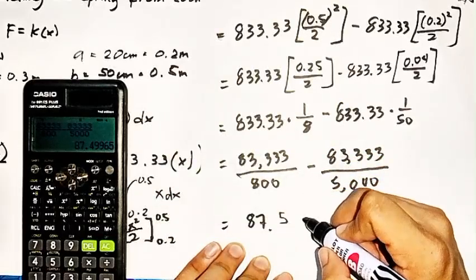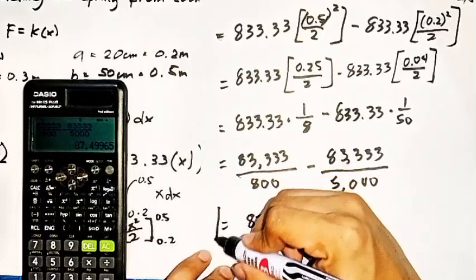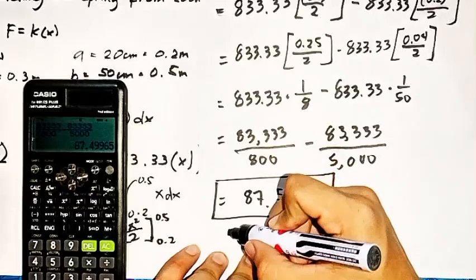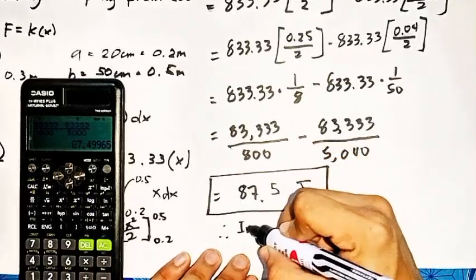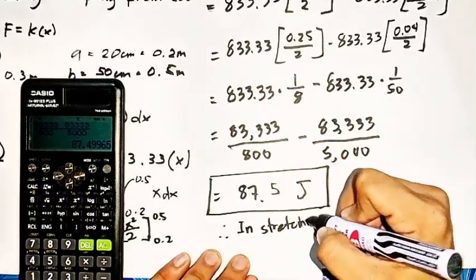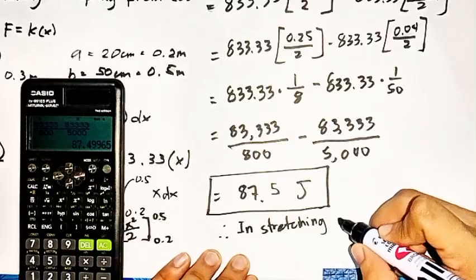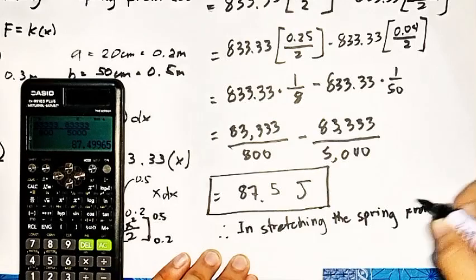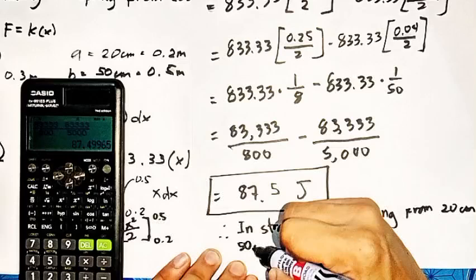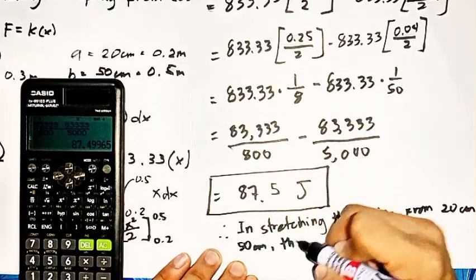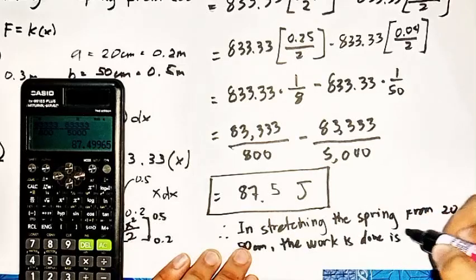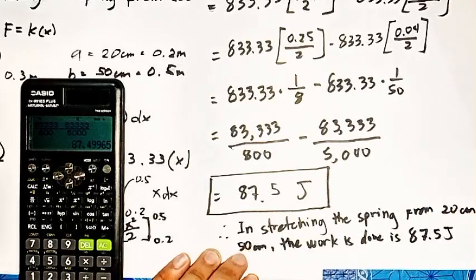The unit is joules. This is now our final answer. So therefore, in stretching the spring from 20 cm to 50 cm, the work done is 87.5 joules.